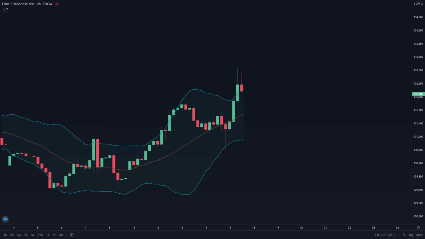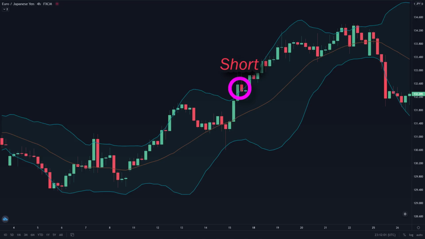So, in this chart, notice that the middle line is heading upwards, meaning that the market is on an uptrend. Now, we can see that the price broke above the upper band. So, if you took a short position here, let's see what happens. The price instead pushes further to the upside and you would lose your money. Because if you are using the indicator as an overbought and oversold signal, you are essentially trading against a trend, which is not a good idea.